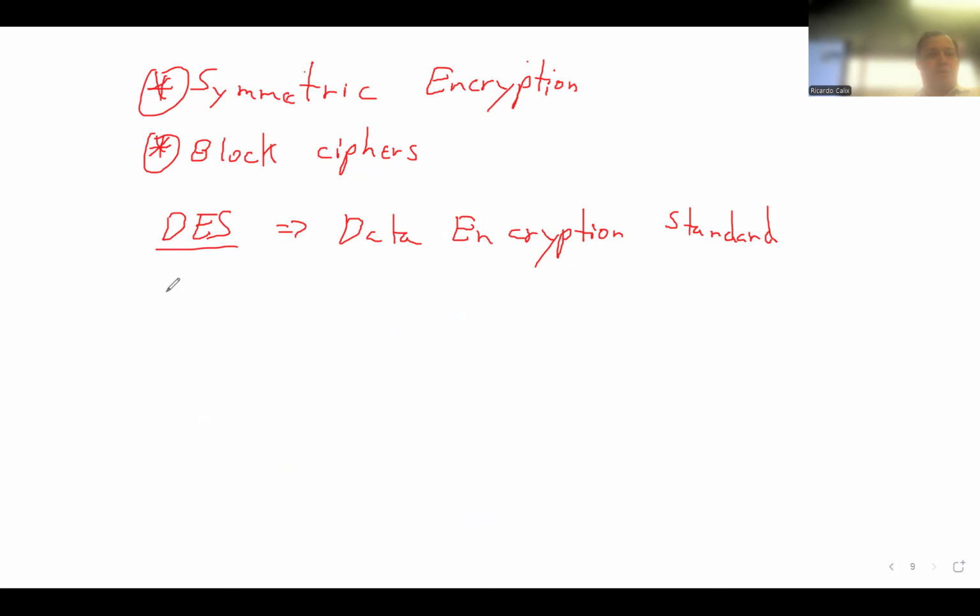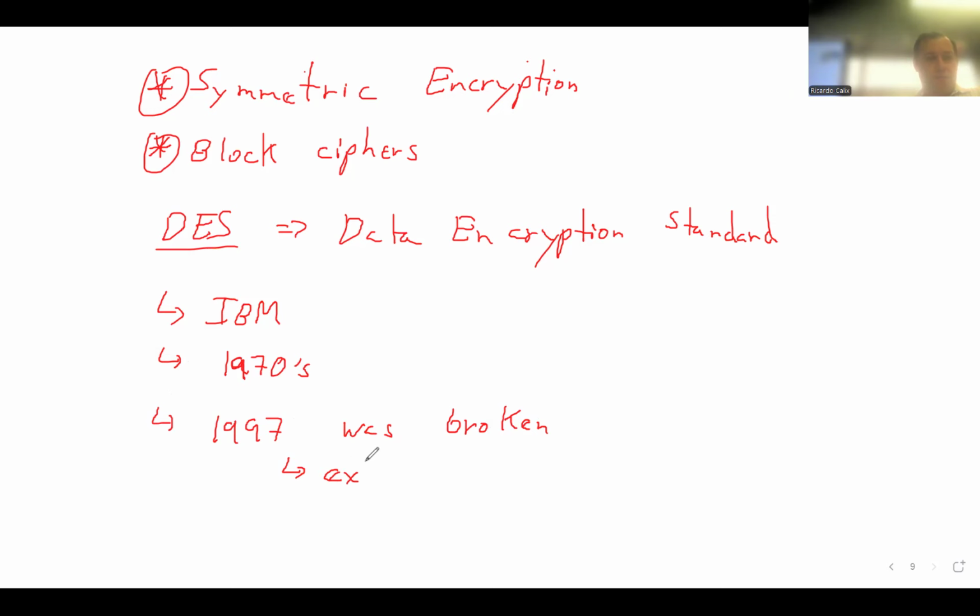All right, so let's just give it some historical things. So done at IBM, okay, around the 1970s. In 1997, it was broken. But it was broken by exhaustive search. All right, so exhaustive search. So they essentially had fast enough computers.